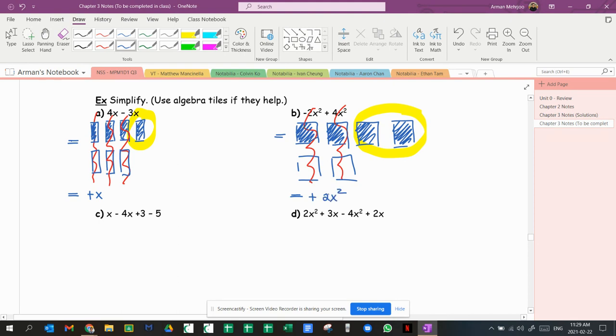I'm going to stop the video here, but before I do, I want you guys to try C and D, and then we'll take up C and D in part 3.